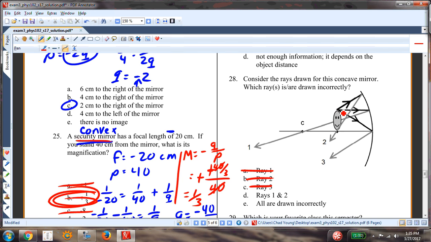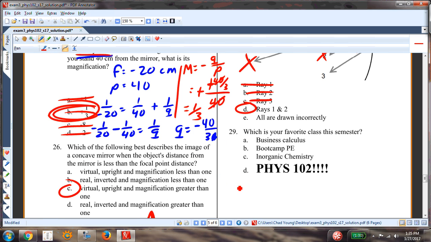Ray 1 goes parallel to the axis and then through the center of curvature. That ain't right. Ray 2 goes through the center of curvature. Remember how we did this, where it originates at the center and then it goes up, and then it should go back upon itself, but it goes through the focal point. That's not right. And then this one goes to the center of the mirror, and it should follow the law of reflection. That looks like it does, actually. Those 2 angles are equal. So D is the right answer.